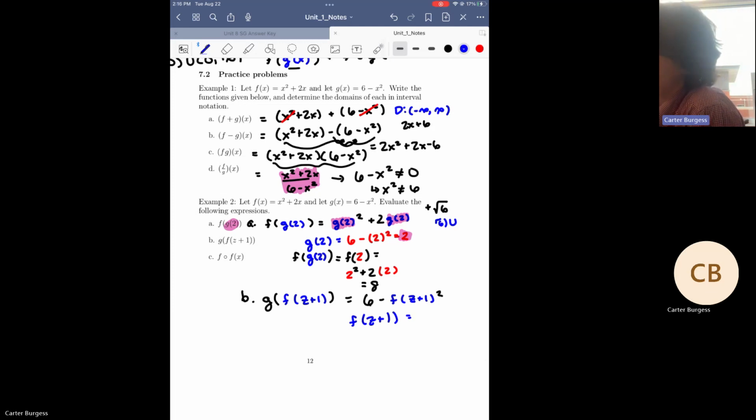And so what do we end up with here? I'm going to do what I did above. This is z plus 1 squared plus 2 times z plus 1. So just taking x, replacing it with z plus 1. And that's exactly what I'm looking for. This right here is now going to go in for what I see here.